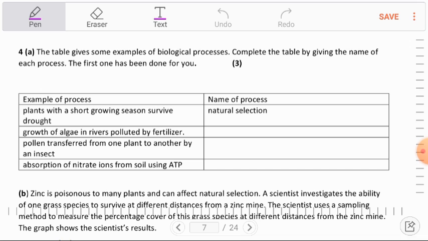Then it says growth of algae in river pollution by fertilization. We know that when we apply fertilizers on our land, due to raining, the fertilizers will leach off into the rivers, and there, due to the high amount of nitrates present in the fertilizers, they initiate the growth of algae on the surface of the water, and this entire process is called the eutrophication effect. So we will write eutrophication.